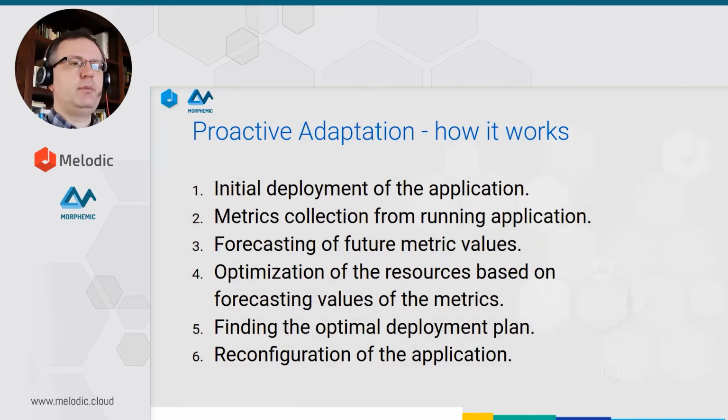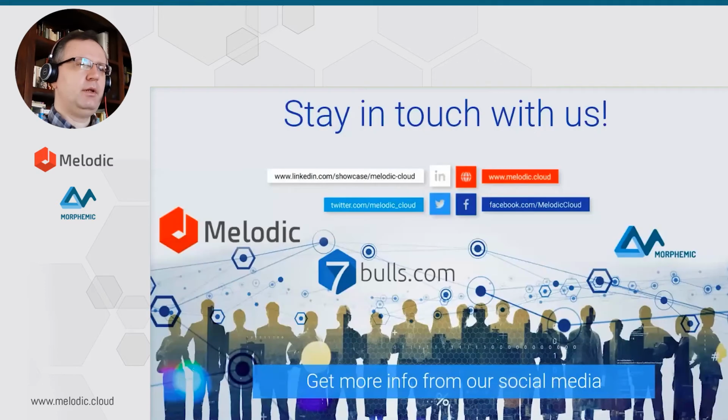So the proactive adaptation will work starting from the initial deployment, then the metrics will be collected as they are currently collected in the Melodic, but in the third step, we will forecast the future values of the metrics, and the optimization of the resources will be based on the forecasted values of the metrics, and the optimal deployment plan will be determined based on those forecasted values, and then the application will be reconfigured anticipating that workload.